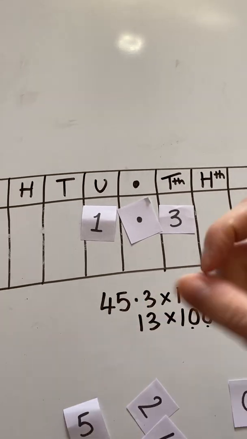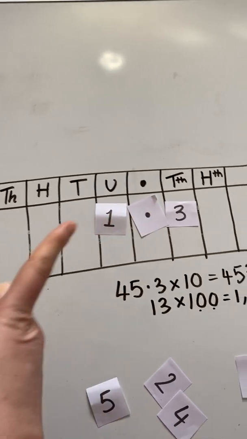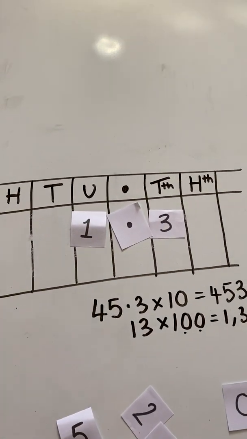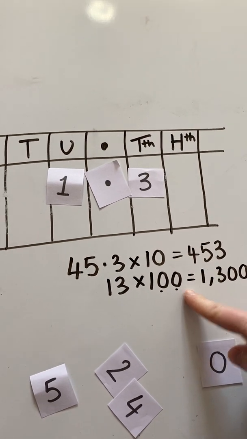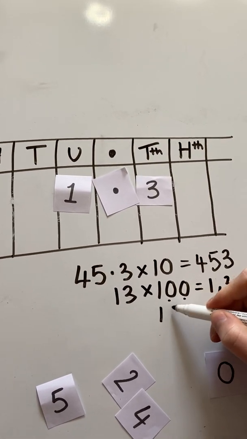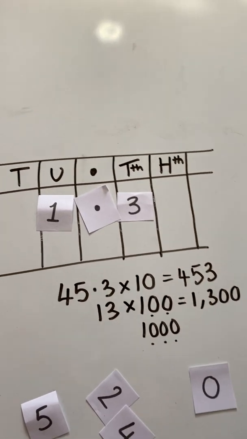So remember, if we're multiplying, it's getting bigger, so it goes up the place value chart. And if we're dividing, it gets smaller, goes down the place value chart. And the way to remember is if it's 10, it's 1 bump. If it's 100, it's 2 bumps. And if it's 1,000, we've got 3 zeros. So we're moving 3 places.